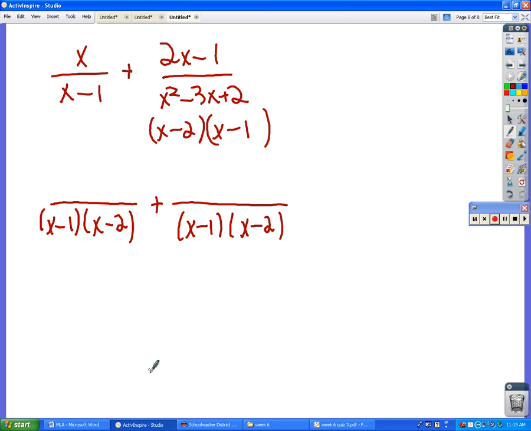So what do I have to multiply the x minus 1 by to get x minus 1 times x minus 2? What did I have to multiply this by to get this common denominator? x minus 2. So since I multiplied the bottom by that, I also have to multiply the top by that. Because think about it, if I just looked at this fraction all by itself, I could cancel the x minus 2's, right? And what would I be left with? The thing that I started with, x over x minus 1.